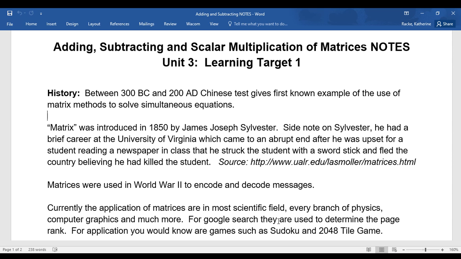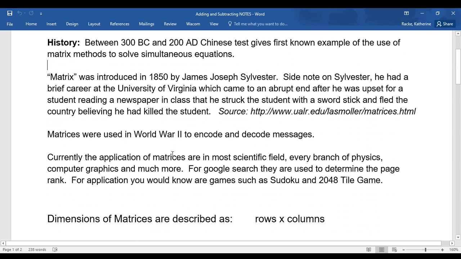Between 300 BC and 280, the Chinese gave the first known example of the use of matrix methods to solve simultaneous equations. The term matrix was introduced in 1850 by James Joseph Sylvester. Side note on Sylvester, he had a brief career at the University of Virginia, which came to an abrupt end after he was upset at a student reading a newspaper in class that he struck the student with a sword stick and fled the country believing he had killed the student.